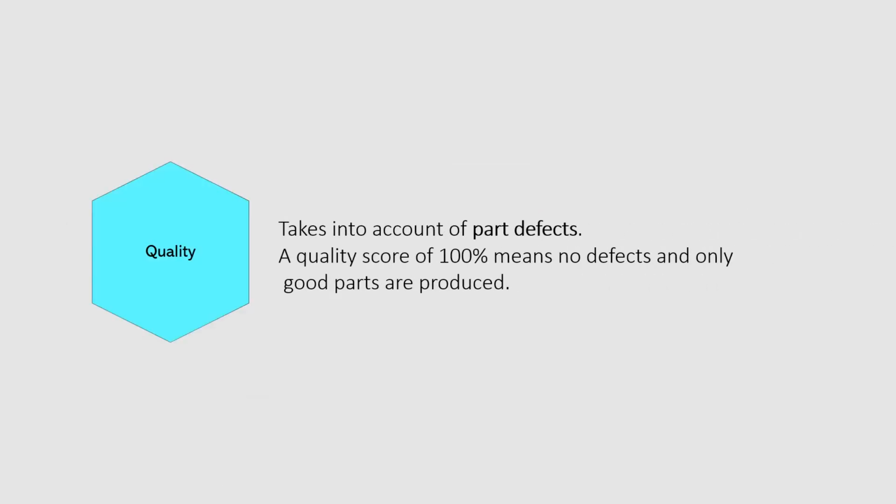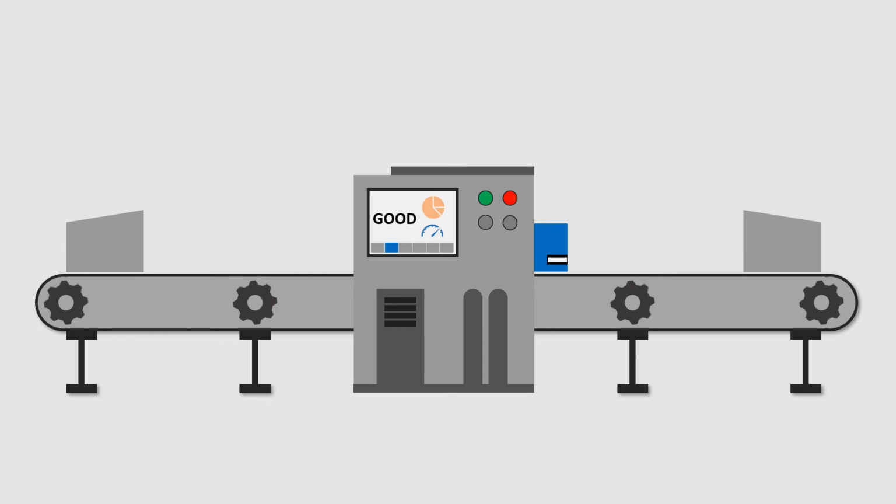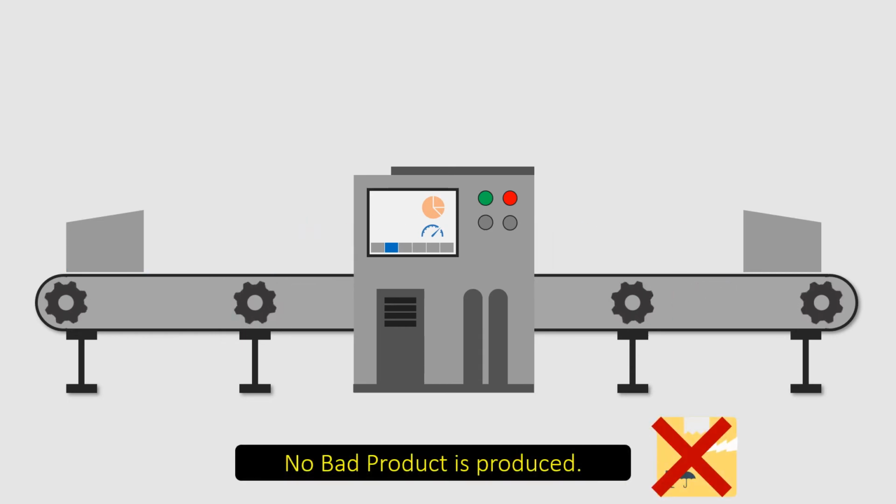Quality takes into account part defects. A quality score of 100% means no defects and only good parts are produced. The machine is producing only good quality product. The machine is running at 100% yield with no bad product.